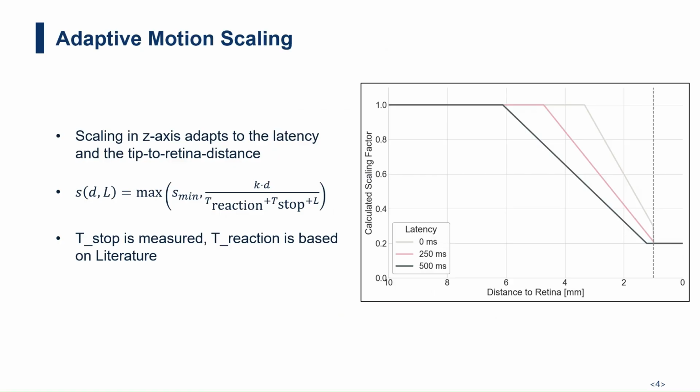Our motion scaling algorithm works like this. We're scaling the motion in the Z direction dependent on the latency in communication and the tip-to-retina distance, which means a higher latency and a lower tip-to-retina distance both lead to a lower motion scaling. Additionally, the equation considers the time the motors need to stop and the reaction time of the user.